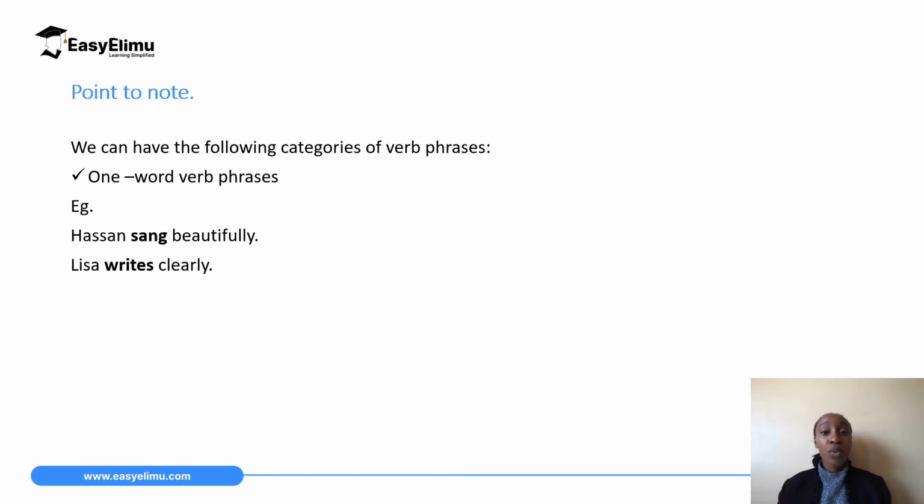So as we wind up, it is important to note that we can have a verb phrase that consists of one word, two words, three words, or four words. So one word verb phrases can look like Hassan sang beautifully. The verb phrase there is sang and it is one word. Hassan sang beautifully. Lisa writes clearly. Just one word.